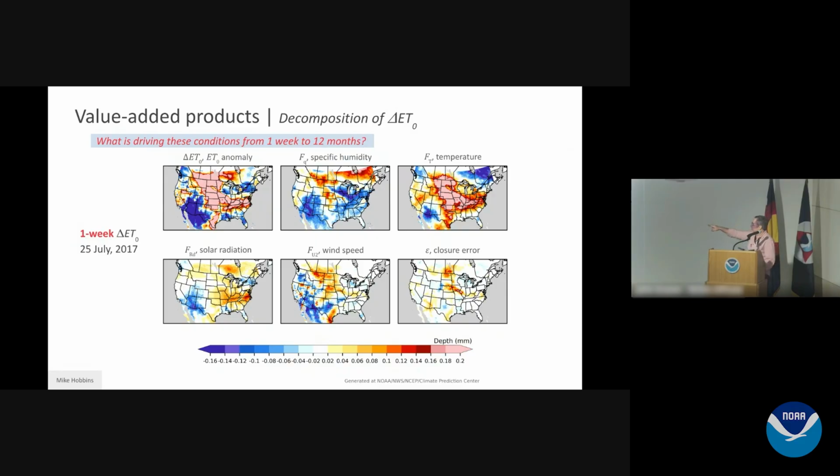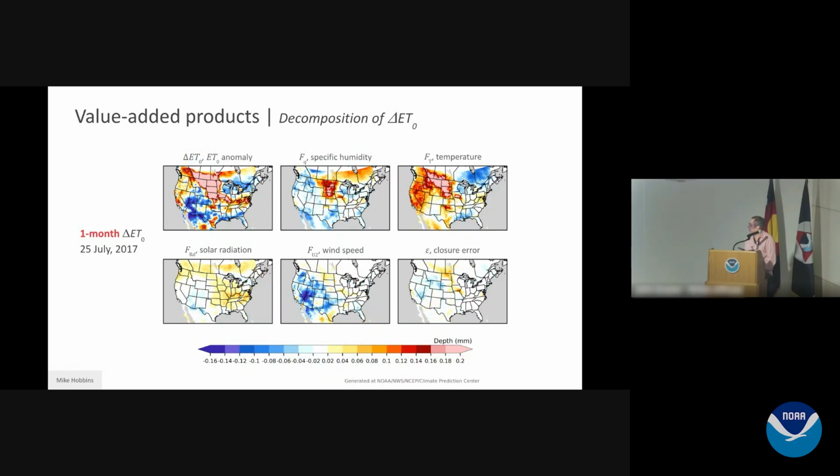Then the other 4 contributions, and then the closure error. So keep an eye on the closure error as well. What you want to see is that decay away to minimal compared to the information that's in the other maps. So I'm going to increase the timescale here. This is effectively the weather timescale. It's 1 week. Here's a 2-week, and there are significant changes from period to period.